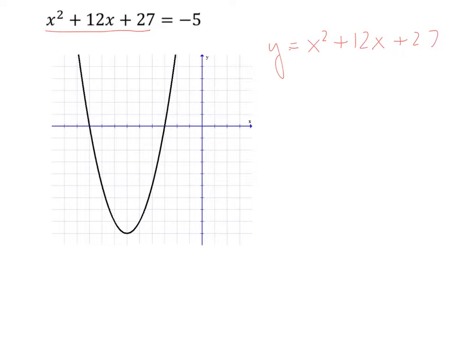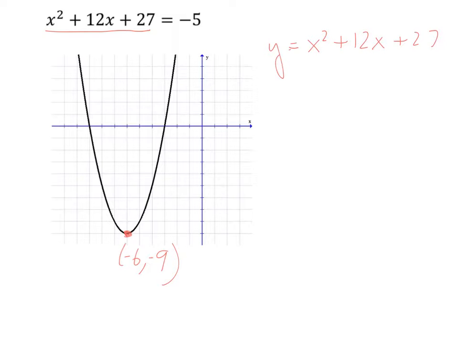And what I want you to do is think about what these points on the graph mean. For example, if I'm looking at this point right here, this point is -6, -9. What does that mean? Well, that means that when x is -6, the y value is -9. Or in other words, when x is -6, this x squared plus 12x plus 27 is equal to -9. When you input -6 here, this whole thing will be -9. That's not what we want. We want this to be equal to -5.